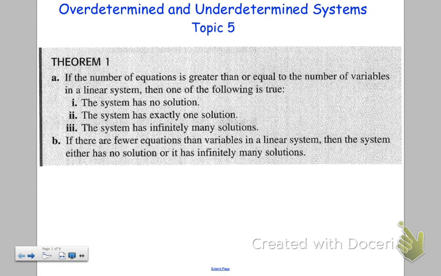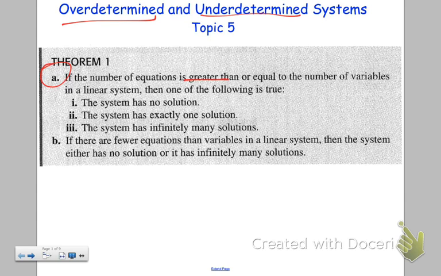Alright, so the videos on this topic are about overdetermined and underdetermined systems. What that means is when there are either more equations or fewer equations than the number of variables. So, the first possibility is that the number of equations is more. That would mean that we have x and y, but 3 or more equations.